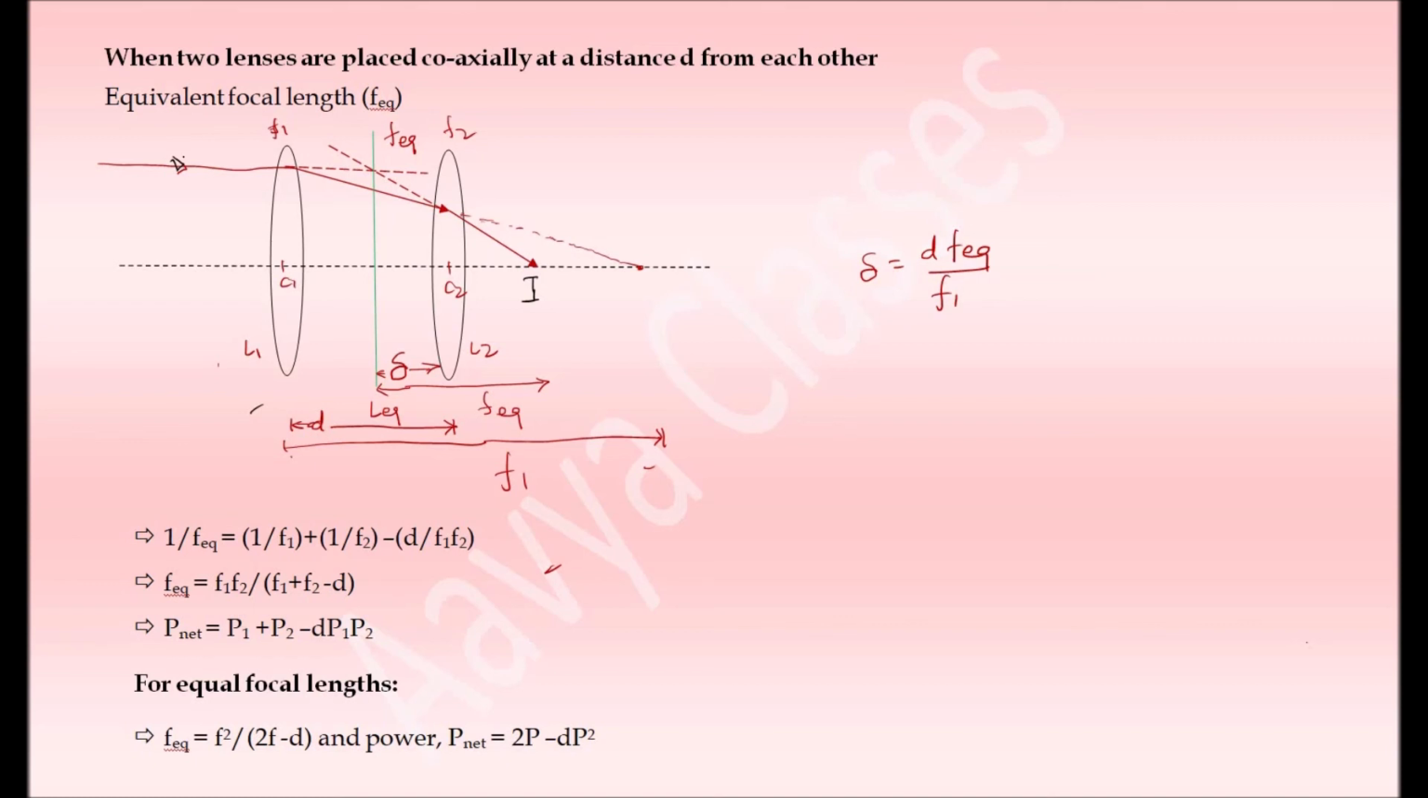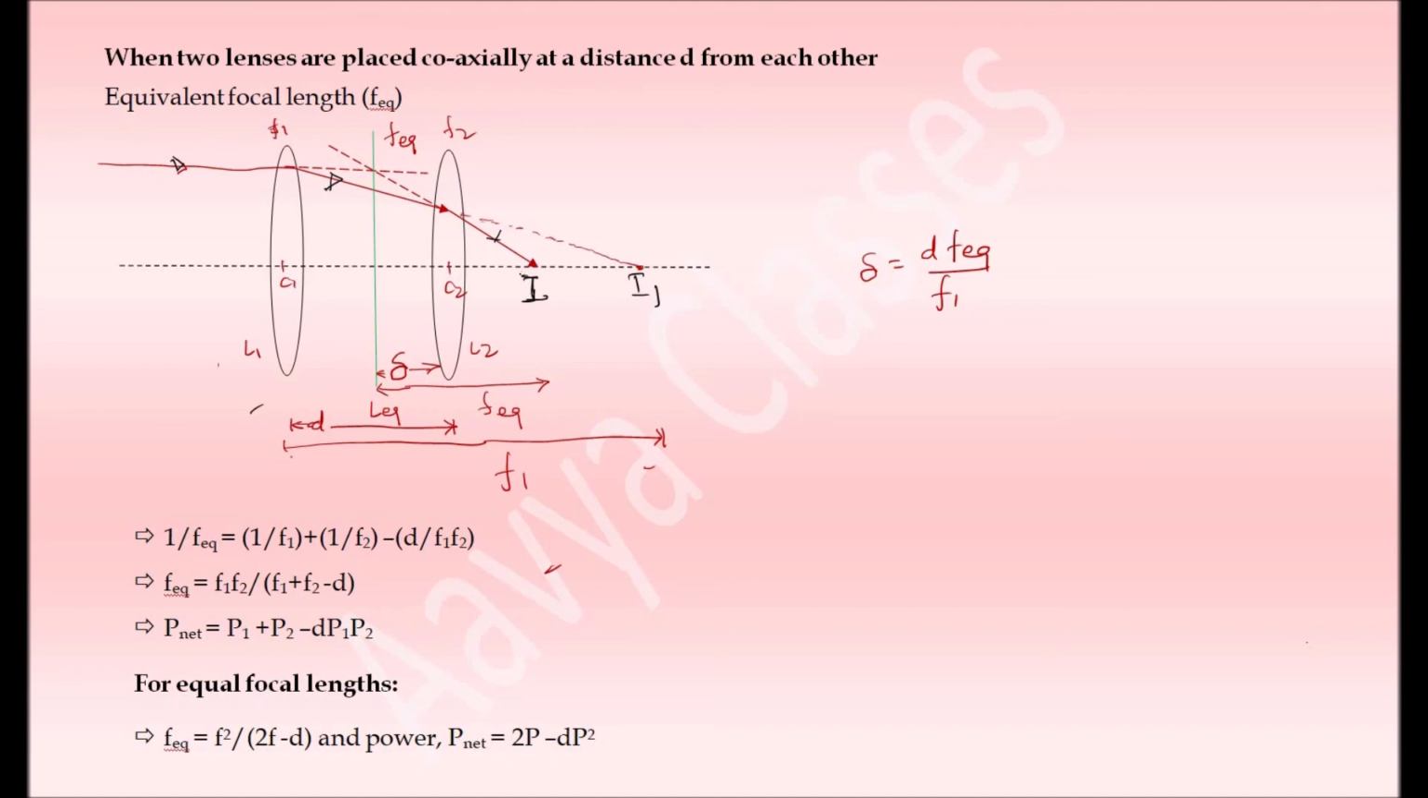So suppose here the light ray comes, and after the refraction from this first lens, it moves in this direction, and it is supposed to converge at a point I1. Now the lens L2 comes into the picture, and because of this the light ray again refracts and converges at the point I. So clearly the image is formed at the point I.